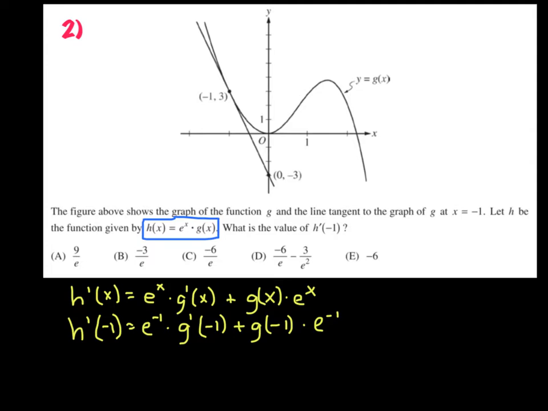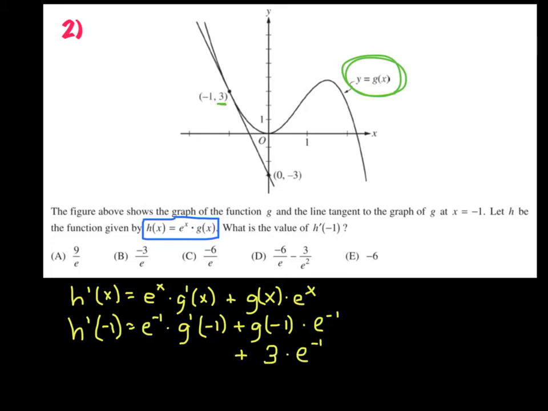Well, g of -1 should be easy, okay? They're just asking me what is the value. This, remember, is the graph of g. So what is the y value? What's the output when the input is -1? And you can see that that would be a 3. So this is going to be 3 times e to the -1.